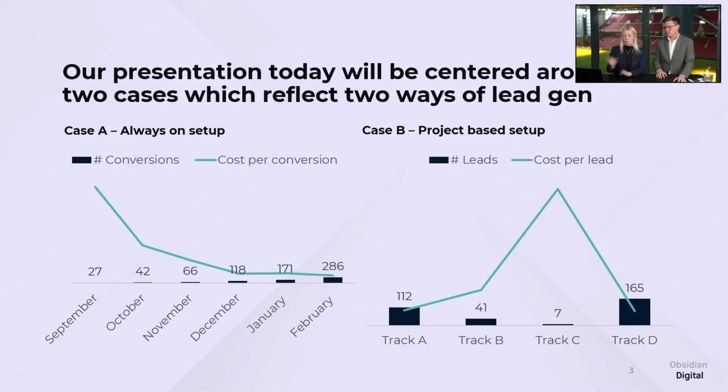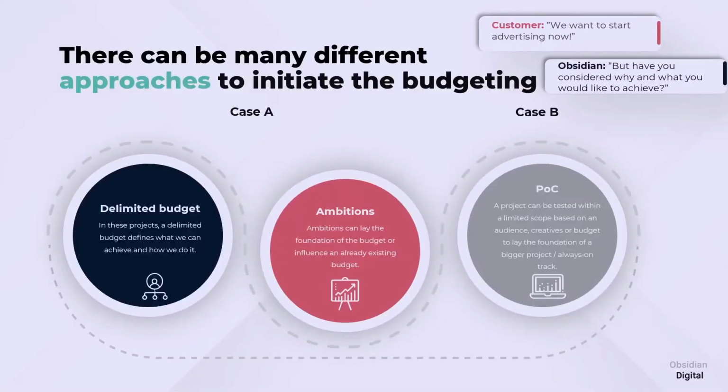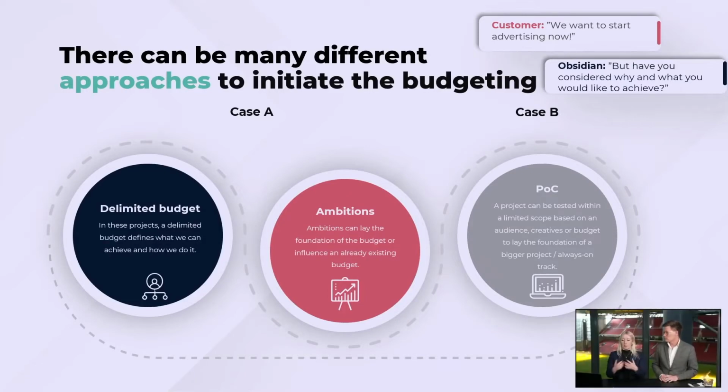Definitely. But before we dig into the specifics of the cases, we would like to go through different things that you could think about before starting your digital lead generation, or think about now if you already have some activities going on. So the first thing that we think is very important is how you can start up a project if you're not already having activities going on. We have basically 3 different types of projects. We have case A, which is a mix of one with a delimited budget and the ambitious way of doing it. And then we have case B, which is more project oriented.